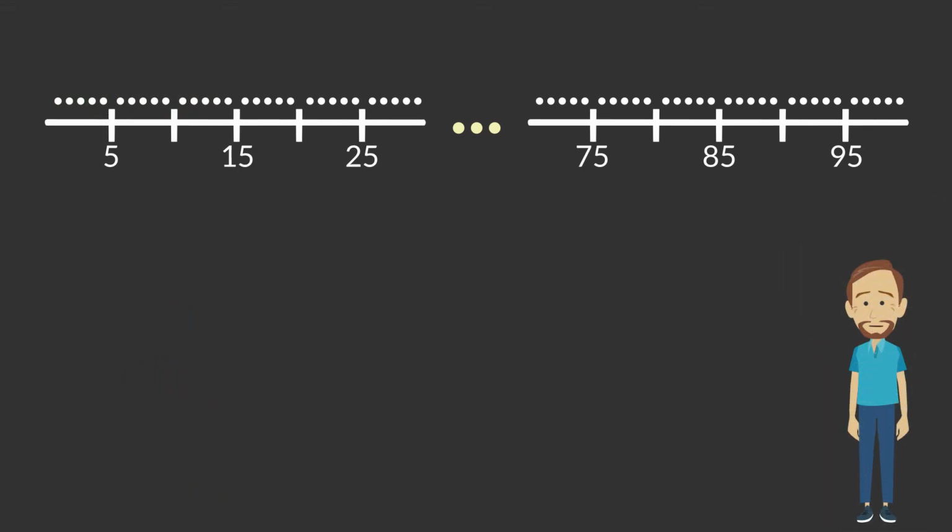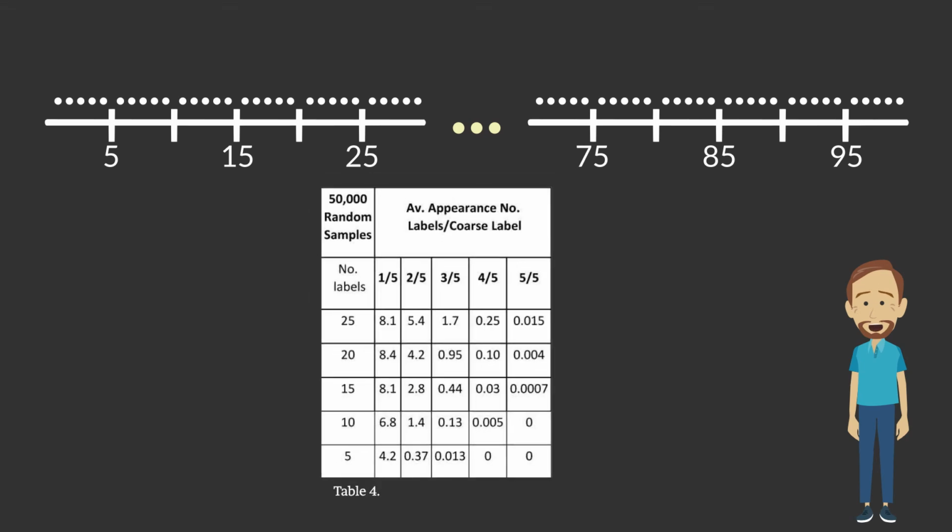Now let's ask ourselves, what's the probability of that happening by random? We ran tens of thousands of simulations where every time 25, 20, 15, 10, and 5 labels were randomly picked. We then averaged the appearance of the number of labels out of the coarse label appearance to see what's the chance, or distribution, of having an entire or part of a coarse label.